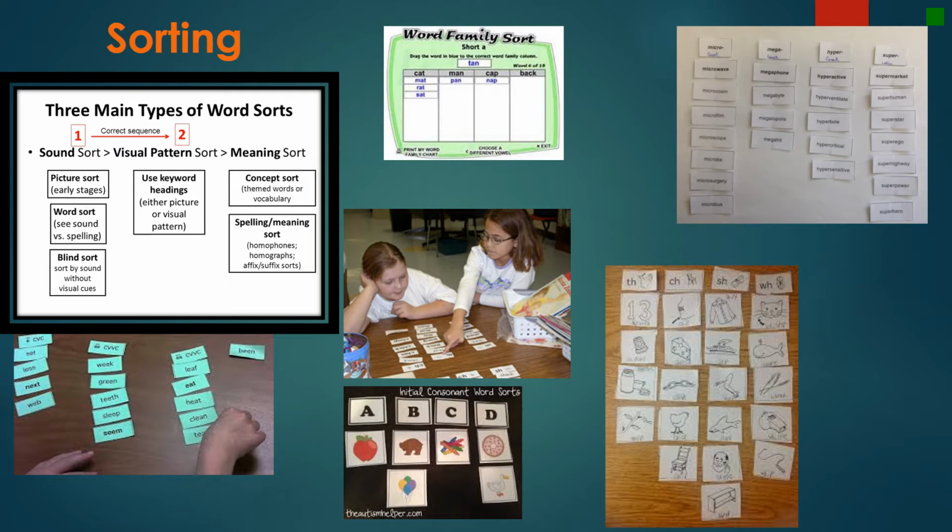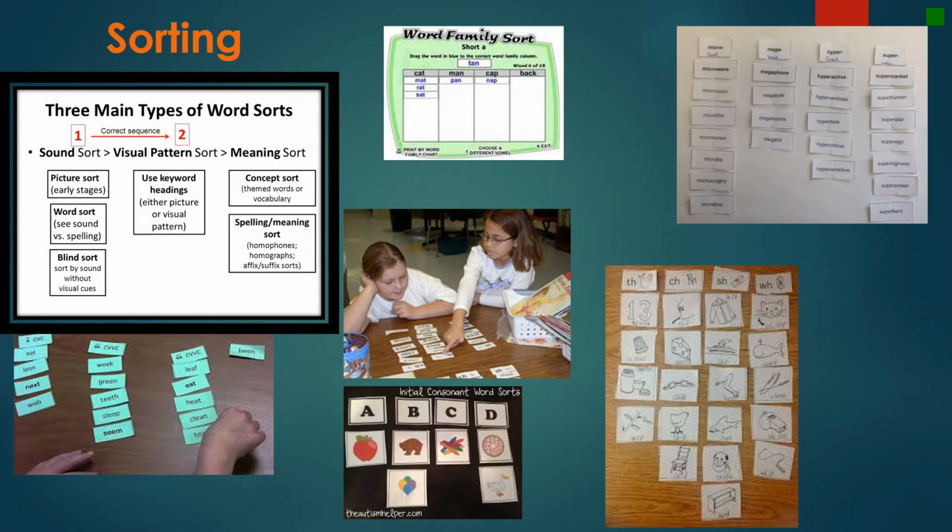You can see in the bottom right of this slide a picture sort, which is based on the digraphs th, ch, sh, and wh. And here students are thinking about the sound that the digraphs make and sorting the words based on the pictures. Now, sometimes teachers go back and write the actual words on the pictures and help the students then have a visual of the word as well. So anyway, this is what sorting looks like.